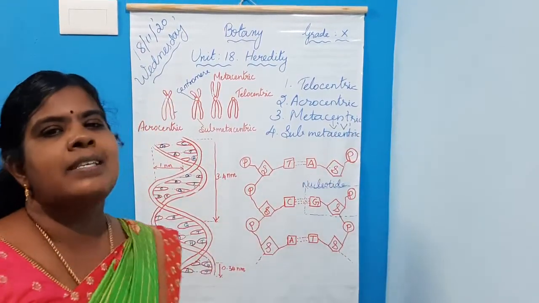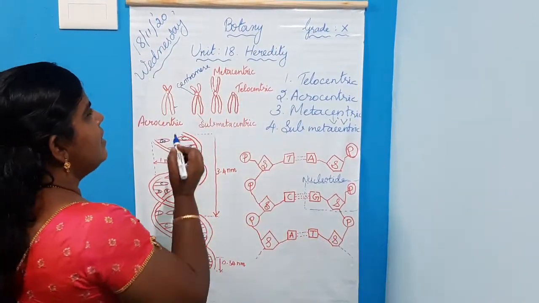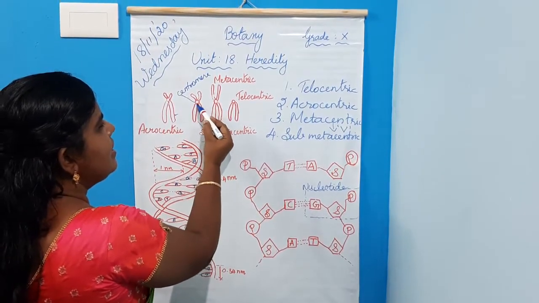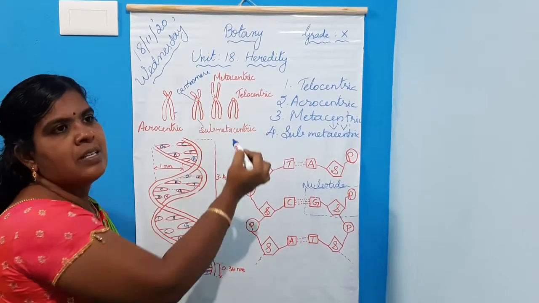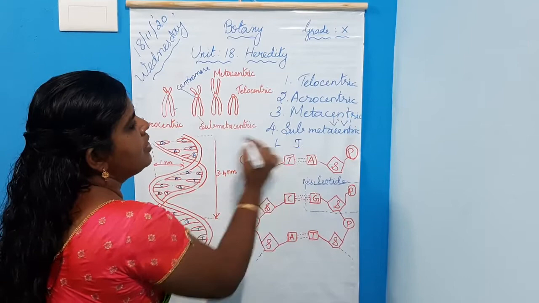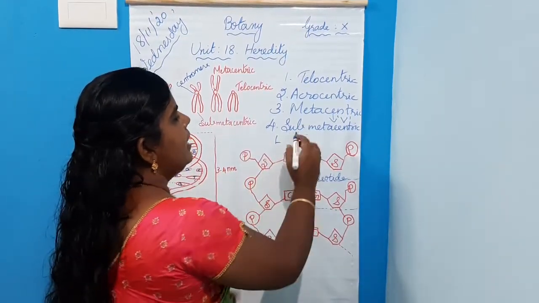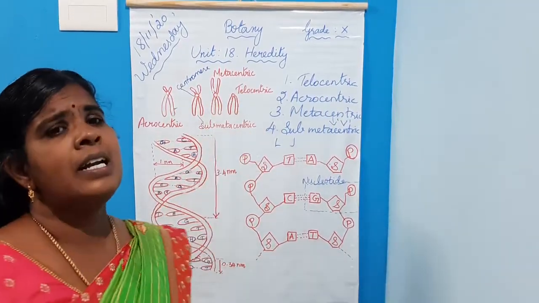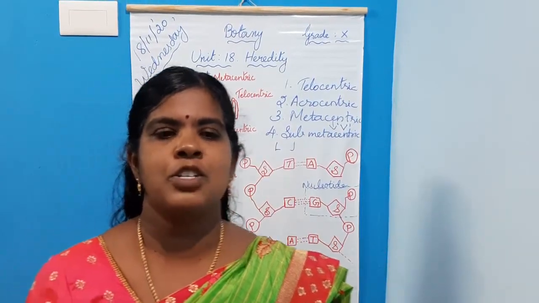Next, the submetacentric chromosome. The centromere is present near the center of the chromosome, but the chromosomes have unequal arms. These chromosomes are L-shaped or J-shaped. So these are the types of chromosomes based on the position of the centromere.